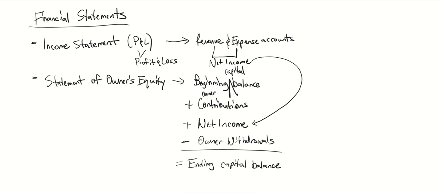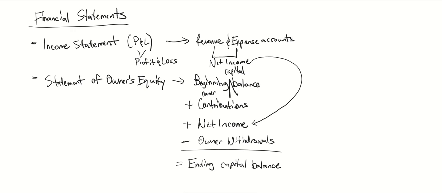But if it was the other way around, where expenses are greater than revenues, then the company would be operating at a net loss. Okay, so that's the income statement there. Then the next one, we have the statement of owner's equity. That's going to show you a few components, as you can see here. The beginning capital balance, which is usually carried over from the previous period into the new period.